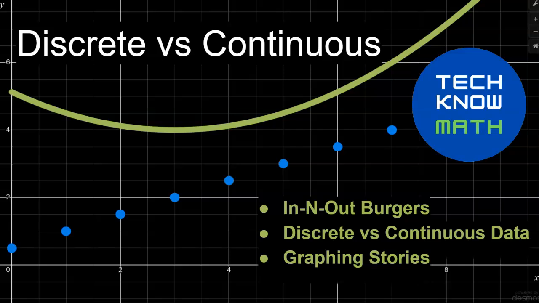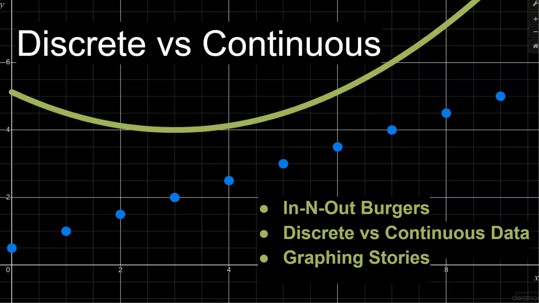Today we're going to look at discrete versus continuous data, and we're going to start with an In-N-Out Burgers task. You can make it a 3-act task, and that's what I've chosen to do, and I'll explain. There are so many resources for this activity.